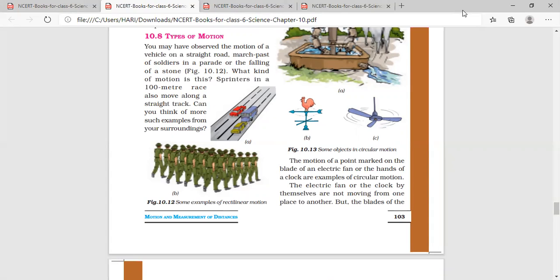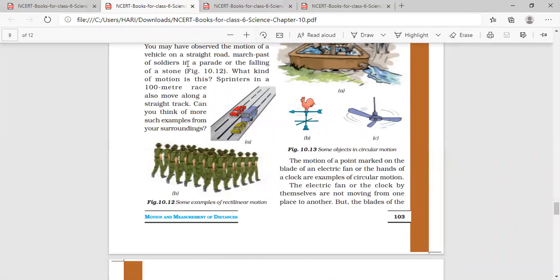You have to read the textbook very thoroughly and try to find out the answers to the questions given in the revision worksheet. Okay, and prepare very well for your test. Let us continue our topic, types of motion.